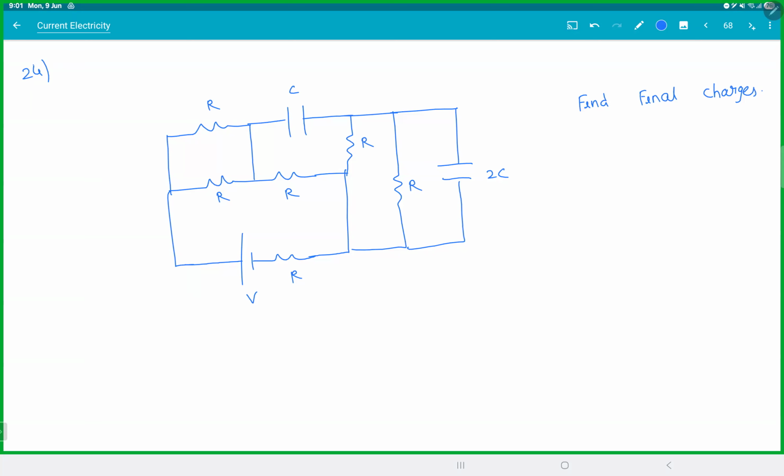I just dumped a bunch of resistors. I have no idea what this is. Let me also try. I'll give you a minute more. Draw the final circuit.